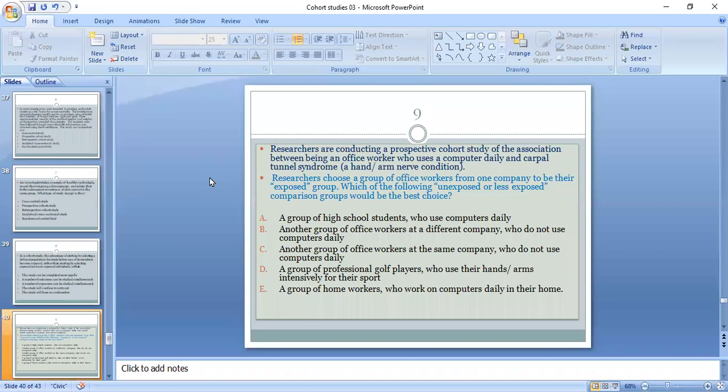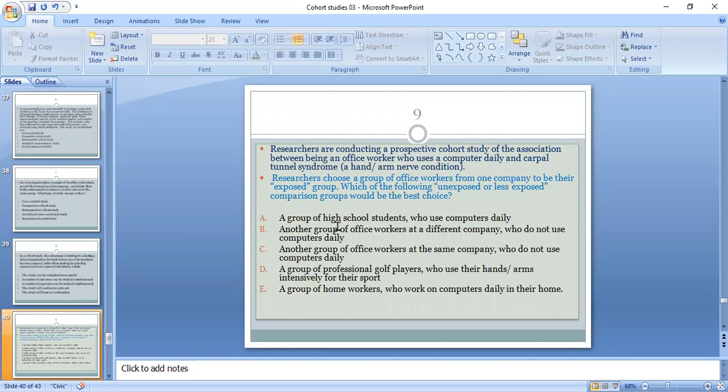Ninth MCQ: researchers are conducting a prospective cohort study of the association between an office worker who uses a computer daily and carpal tunnel syndrome. Association of office computer daily use and the development of carpal tunnel syndrome. Researchers choose a group of office workers from one company to be their exposed group. Which of the following unexposed or less exposed comparison groups would be the best choice?